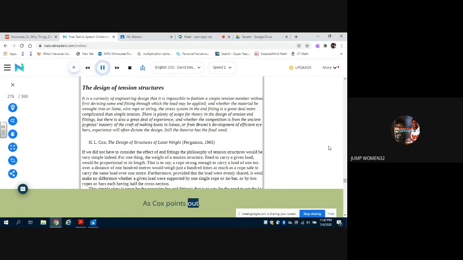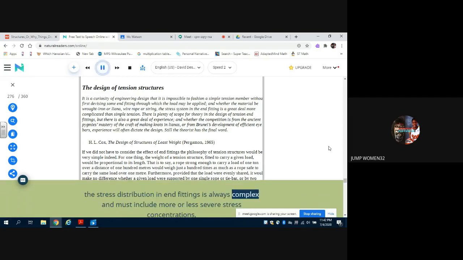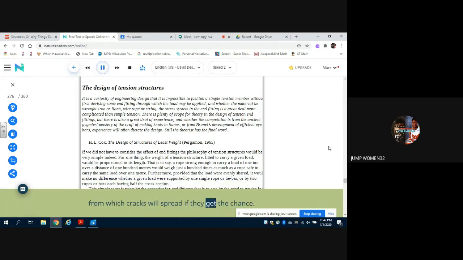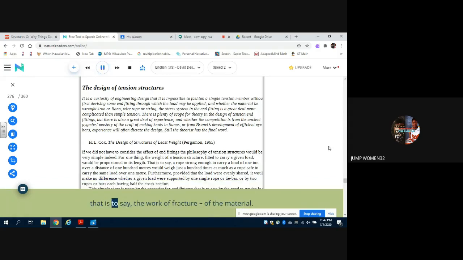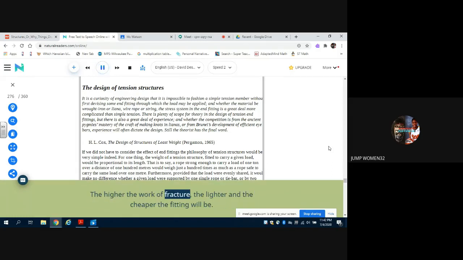As Cox points out, the stress distribution in end fittings is always complex and must include more or less severe stress concentrations, from which cracks will spread if they get the chance. Thus, both the weight and the cost of the fittings will depend both upon the skill of the designer and also upon the toughness, that is to say, the work of fracture, of the material. The higher the work of fracture, the lighter and the cheaper the fitting will be. However, as we saw in Chapter 5, toughness is likely to diminish as tensile strength increases. In the case of common engineering metals, like steel, the work of fracture falls dramatically with increase of tensile strength.